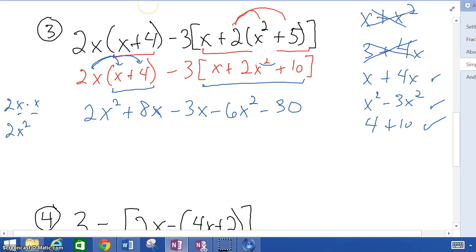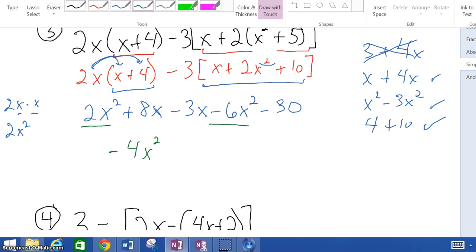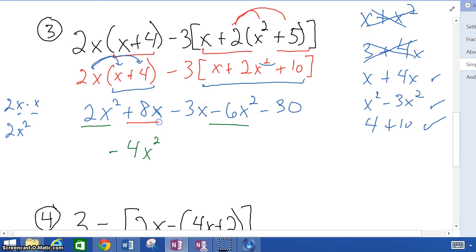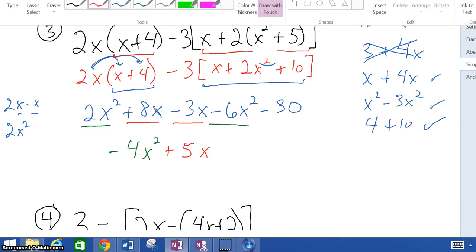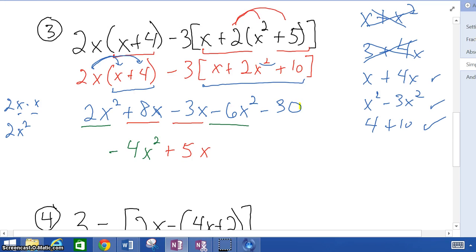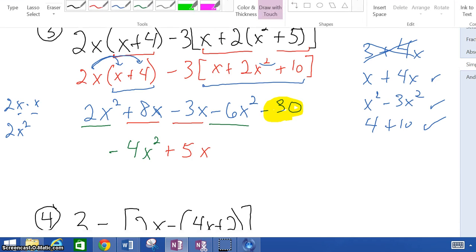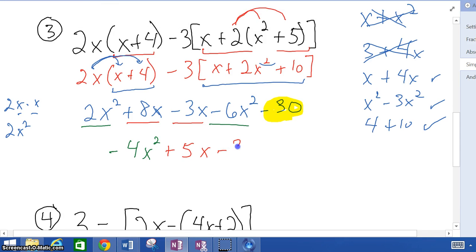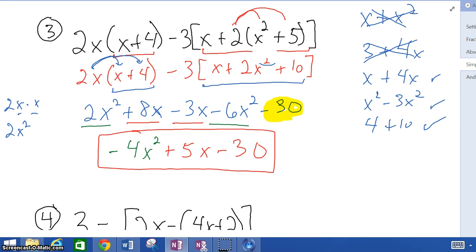Now I'm looking for like terms. I see an x squared and an x squared, which gives me a negative 4x squared. I see a positive 8x and a negative 3x, gives me a positive 5x. And last but certainly not least is this negative 30. It doesn't have any like terms, so it's just minus 30. That's as simple as it gets when I'm looking at like terms.